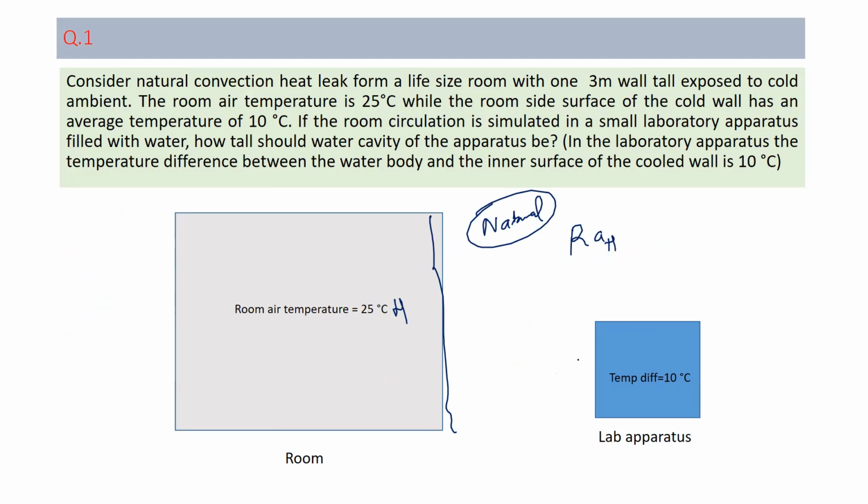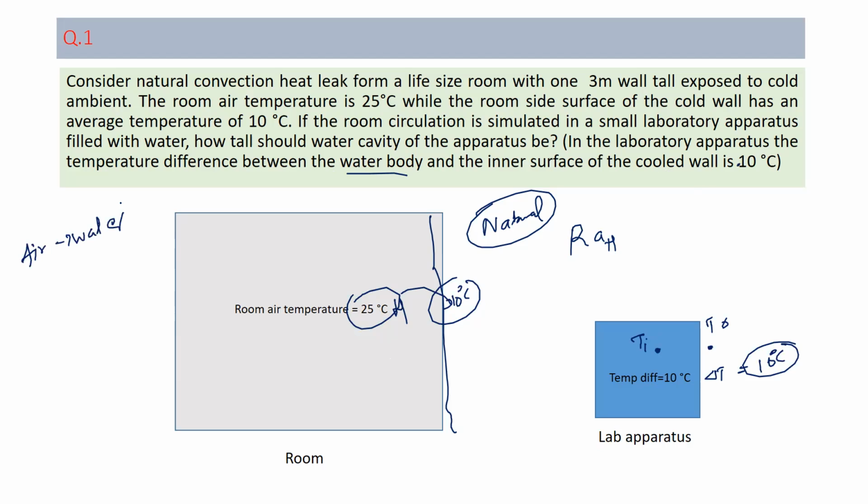In the question, you should note that inside it is 25 and outside is 10. It is mentioned that for the laboratory apparatus, the temperature difference between the water body and the inner surface of the cooled wall, we don't know the temperatures, but delta T is 10 degree Celsius. So we are going to match air with water using the Rayleigh number. Rayleigh number based on H is g beta delta T H cubed by nu alpha.